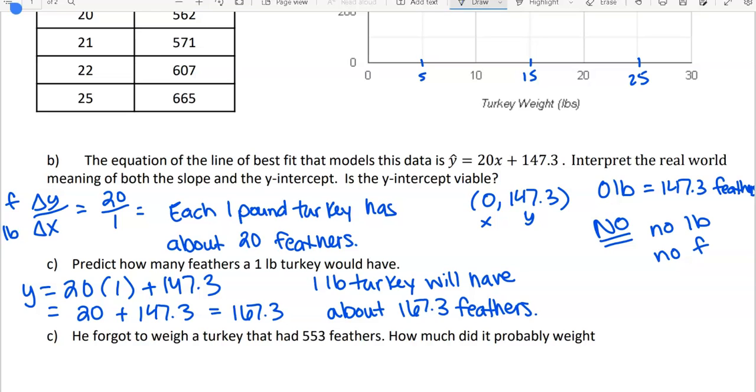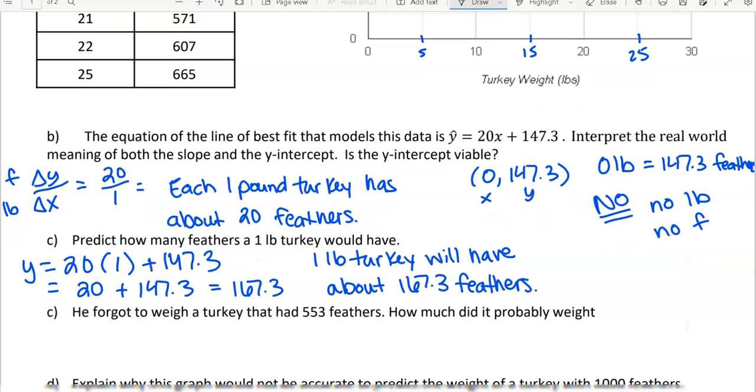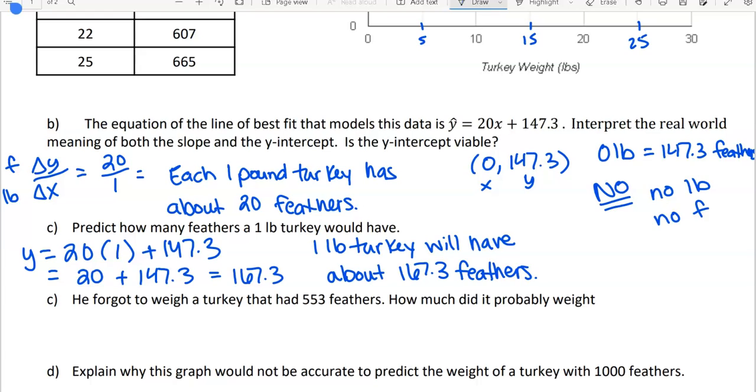All right, part C. He forgot to weigh a turkey that had 553 feathers. How much did it probably weigh? All right, so we're going to kind of work backwards here. We know how many feathers we have, 553 feathers. What we don't know is how much it weighed. So we're going to set this equal to 20x plus 147.3, and we're going to solve for x, which means we're going to solve for the weight of the turkey. We're going to use the trend that was going on to help us solve.